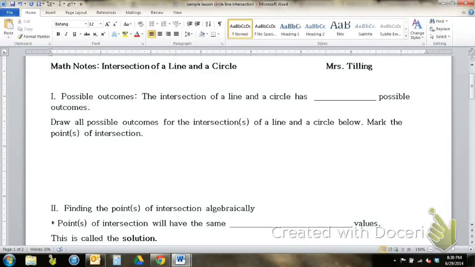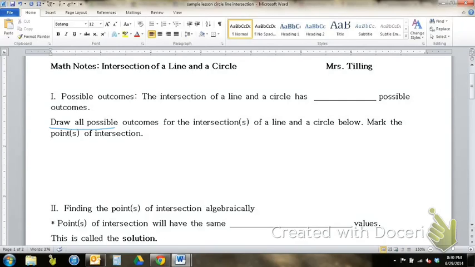Alright, today we're going to talk about how a line and a circle can intersect, how to find the intersections, what they look like, how many there are, all of that. So first let's talk about the possible outcomes. The intersection of a line and a circle has how many types of outcomes? Well, let's figure this out first before we fill that in. Let's go ahead and discover it.